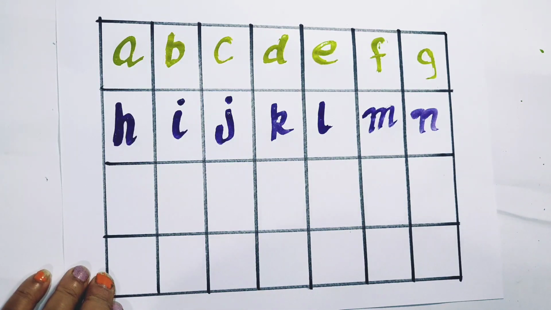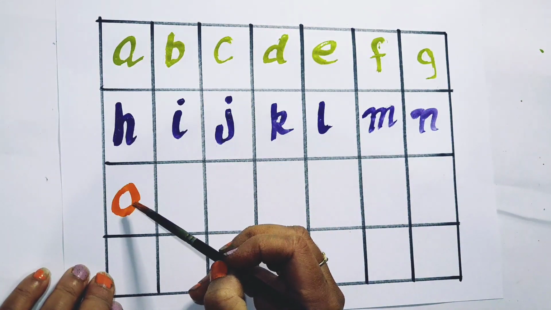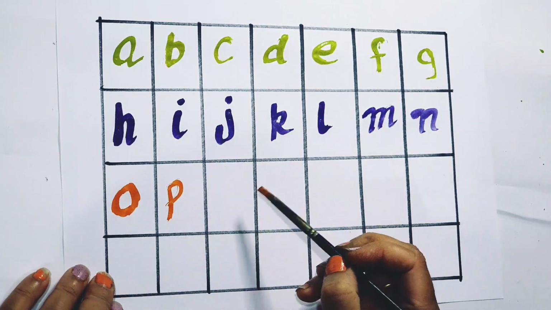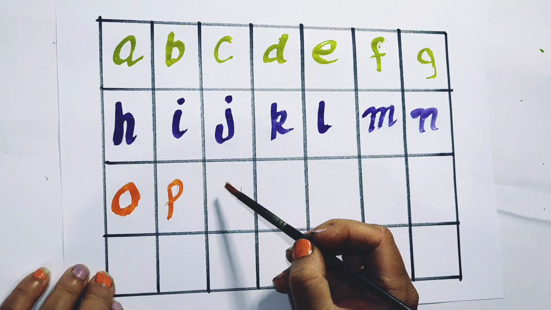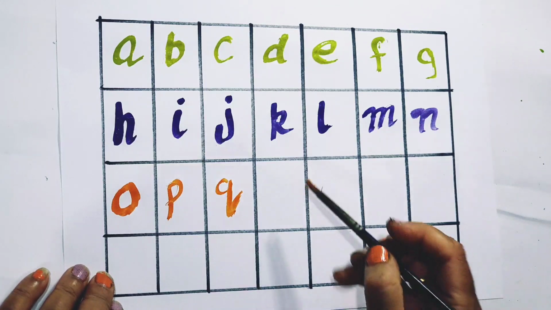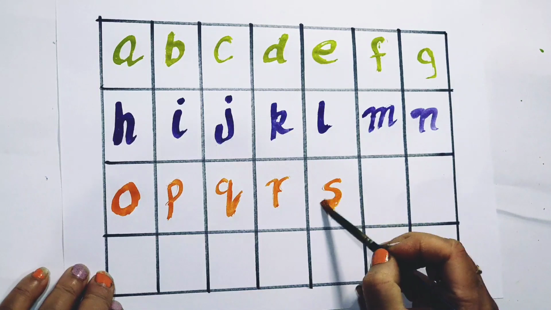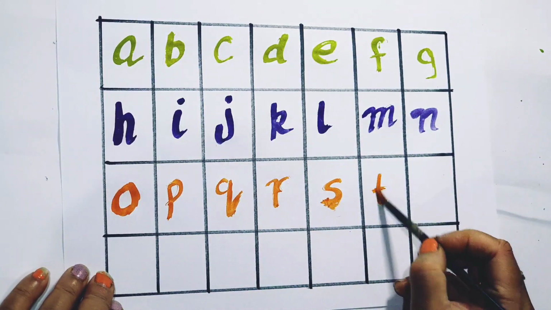Orange color. O for owl. O for orange. P for papaya. P for piano. Q for queen. Q for quiz. R for ring. R for red. S for star. S for strawberry.